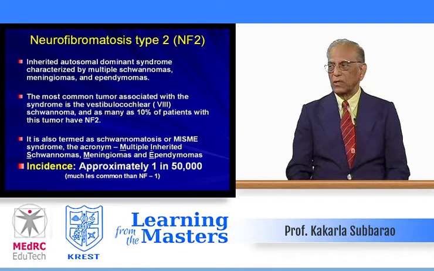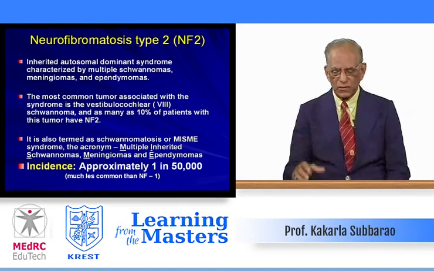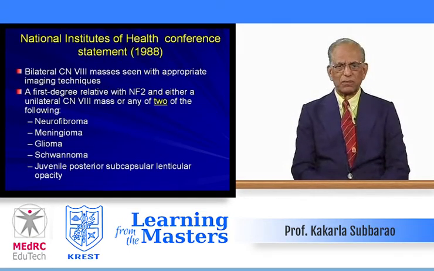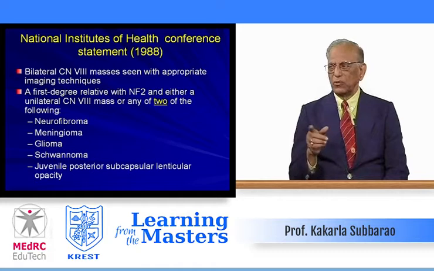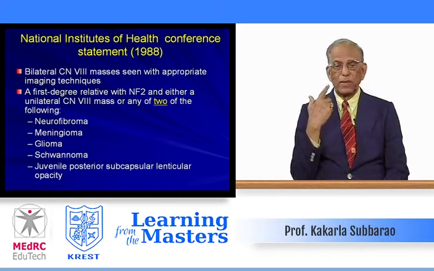The acronym MISME is multiple inherited schwannomas, meningiomas, and ependymomas. Incidence approximately 1 in 50,000, much less than common enough. Some of the literature quotes 1 in 1 lakh, 2 lakhs also. The National Institutes of Health Conference statement in 1988, they said the following: bilateral cranial nerve eighth masses seen with appropriate imaging techniques, or a first degree relative with NF2 and a unilateral eighth nerve tumor mass, or any two of the following, namely neurofibroma, meningioma, glioma, schwannoma, juvenile posterior subcapsular lenticular opacity.